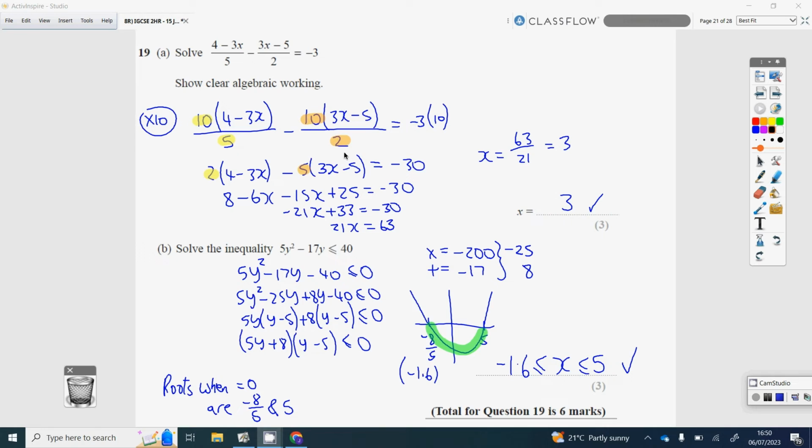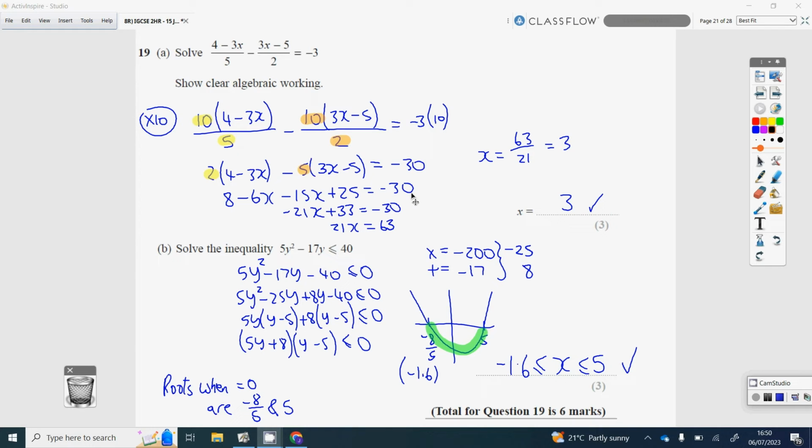10 divided by 2 is 5, so that's 5 lots of 3x minus 5. And I've now got sort of a single tiered equation to solve. So I then do the claw: 2 times 4, 2 times minus 3x, minus 5 times 3x, and minus 5 times minus 5 to give me this line here.